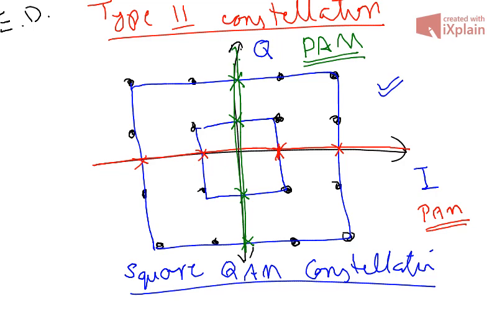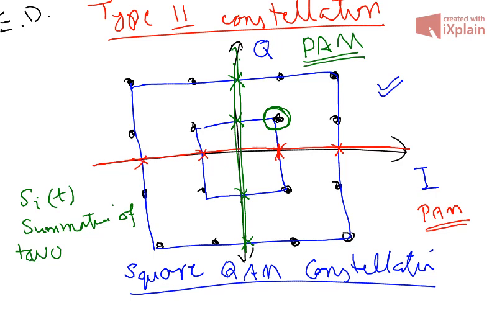With this knowledge, you can easily see that each signal point s_i(t) can be observed as a summation of two orthogonal PAM modulated carriers.